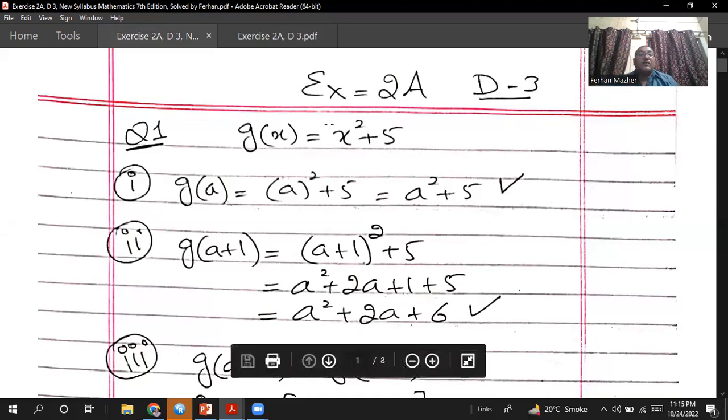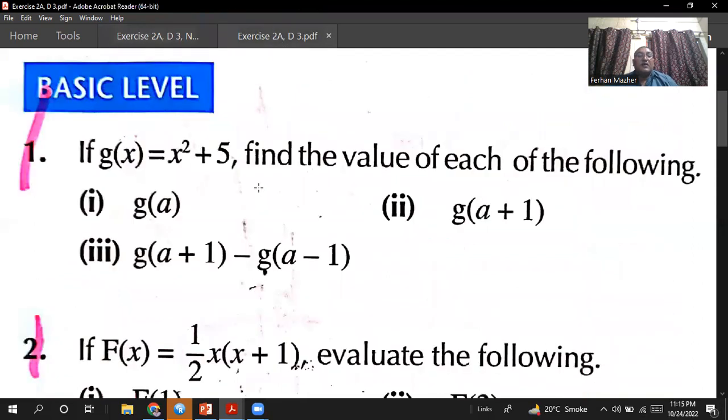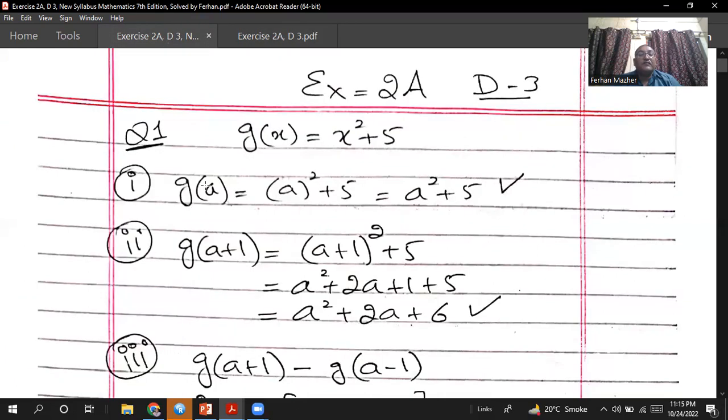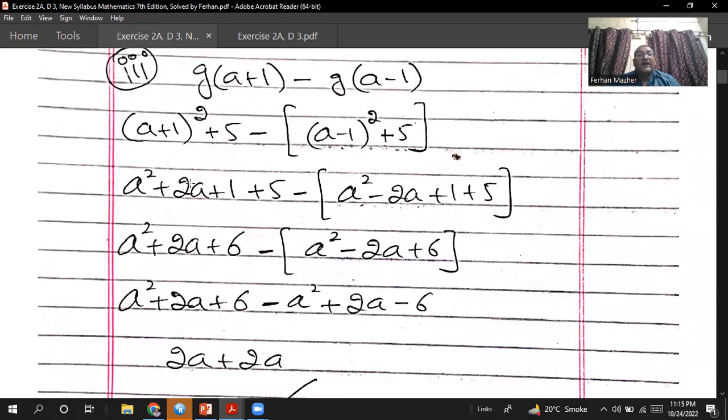Now we are going to attempt the third part. He says find the value of g of a plus 1 minus g of a minus 1. So they want us to find the values of g of a plus 1 minus g of a minus 1. Wherever there is the x in that expression, I will substitute it with a plus 1. So a plus 1 whole square plus 5 minus, and wherever there is the x in that function, I will replace it with a minus 1. Put a square bracket here because we have a negative sign. So here you will have a minus 1 whole square plus 5, square bracket closed.